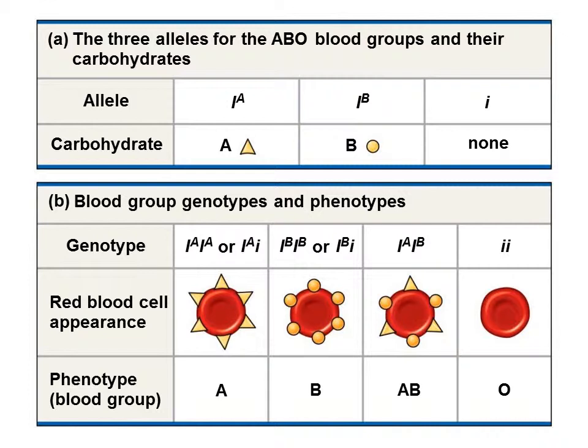If you have A, you can either have 2 dominant big A's, or you can have 1 dominant big A with the recessive little i. If you have B blood, you can have either 2 dominant big B's or a big B with a recessive small i. If you have AB blood, you have 1 of each. Remember, codominance is when these alleles are expressed in their own separate distinguishable ways. And if you have blood type O, you don't produce any of those sugars at all.